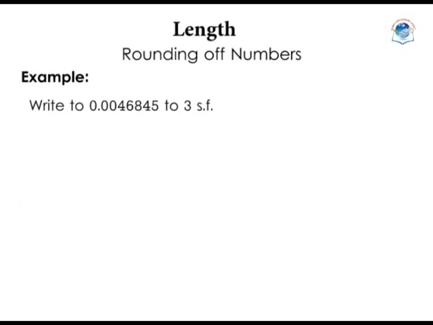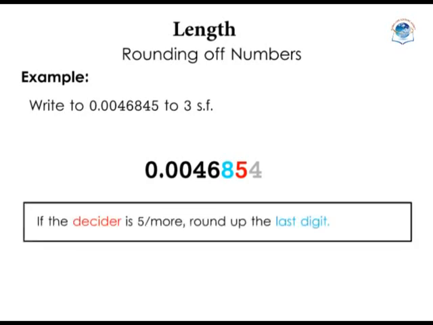Next example, write 0.0046854 to three significant figures. In this number, we have 3 leading zeros which are not significant. So the first significant number is 4. The third significant number is 8. This is our last digit. The decider is 5, and we ignore everything else to the right. The decider is 5, and so we round up the last digit, which means we add 1 to the last digit. And so the number becomes 0.00469 to three significant figures.